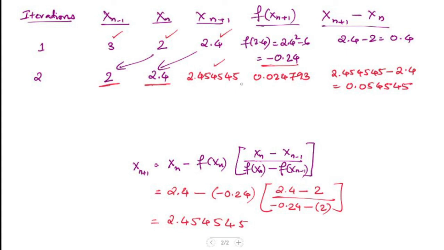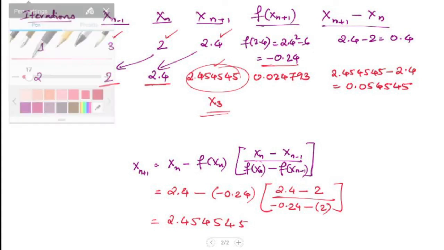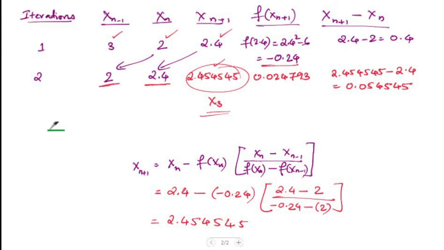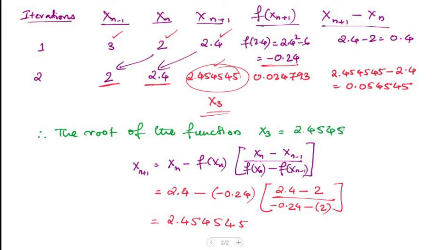What we were supposed to find is this value, which is our x3, and we have already found it. So we can just write down as the answer: therefore, the root of the function, x3, is equal to 2.454545, and that would be the end of this answer.